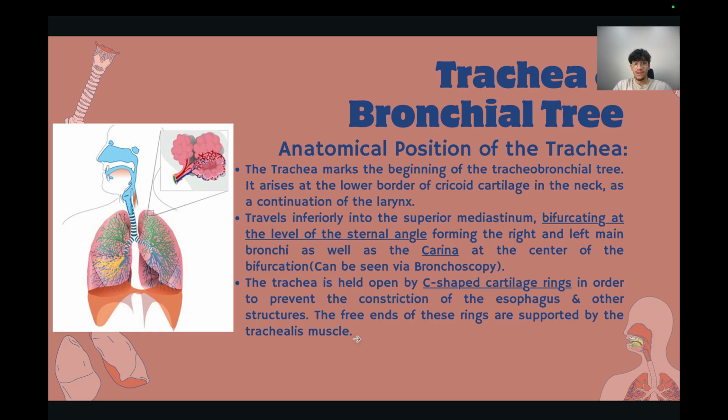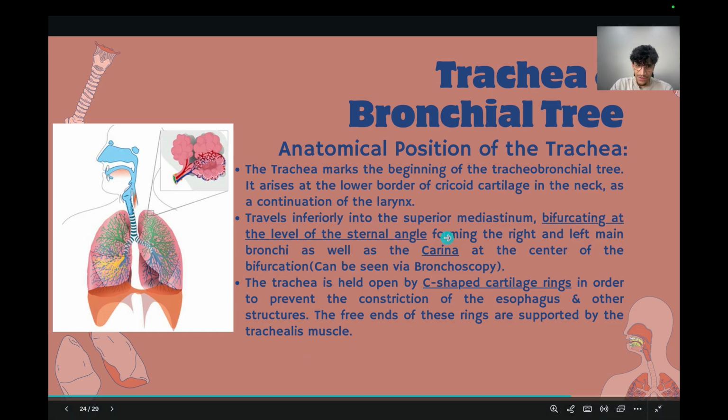Okay, on to the trachea and bronchial tree. This is the last section, hopefully, and it's easier than the larynx. Now, onto the anatomical position of the trachea. The trachea marks the beginning of the tracheobronchial tree. It arises at the lower border of the cricoid cartilage. Most of you know it's a continuation of the larynx.